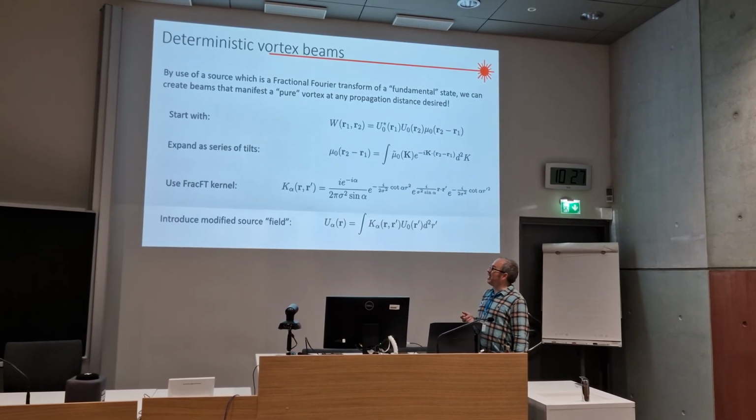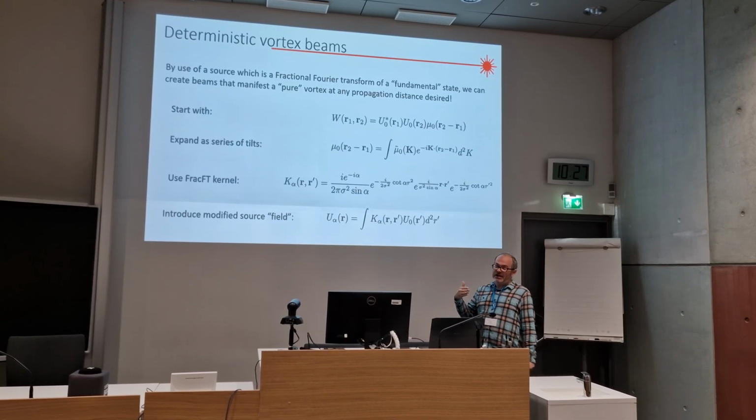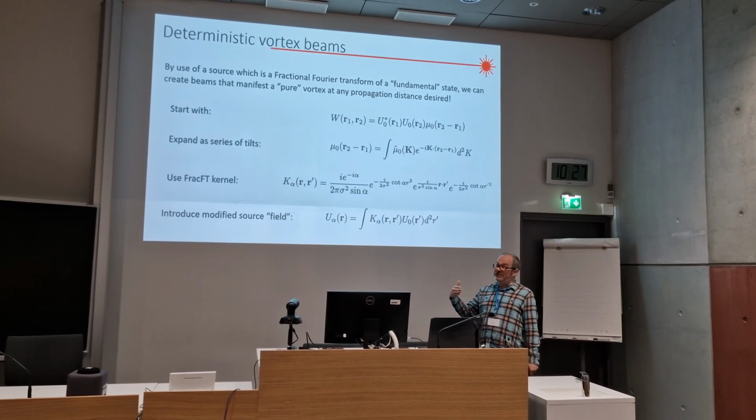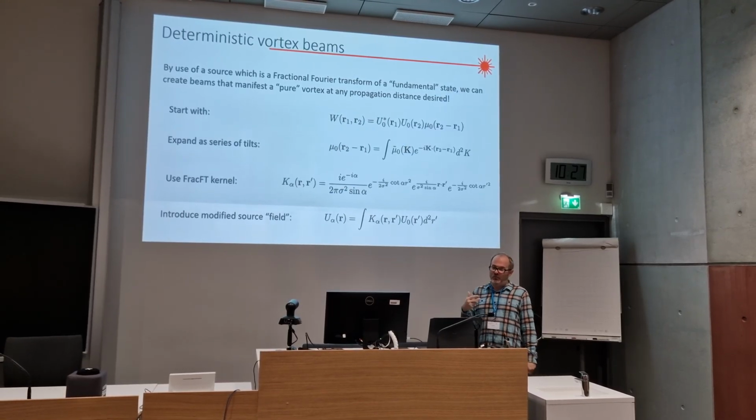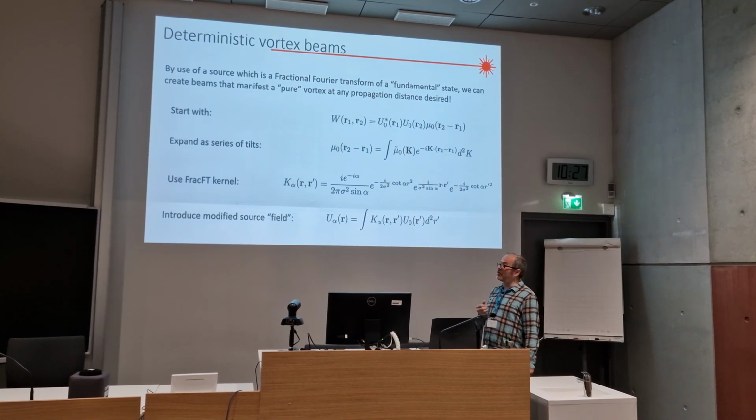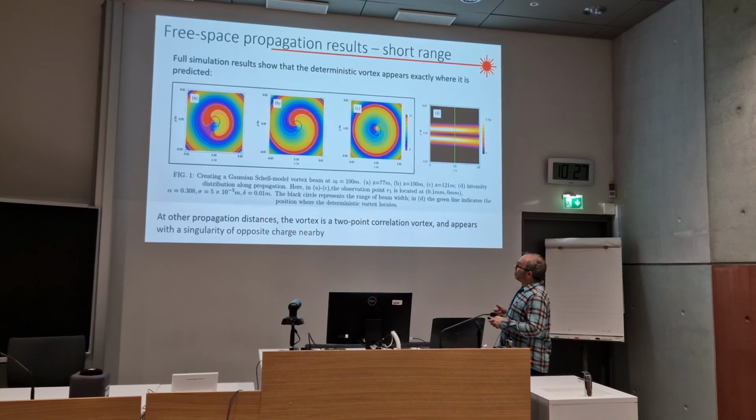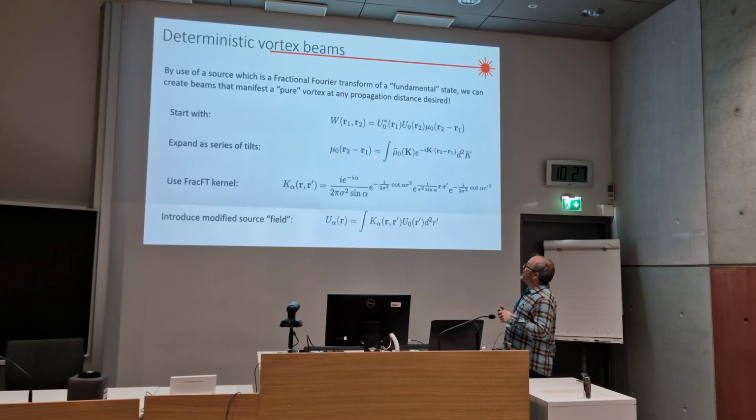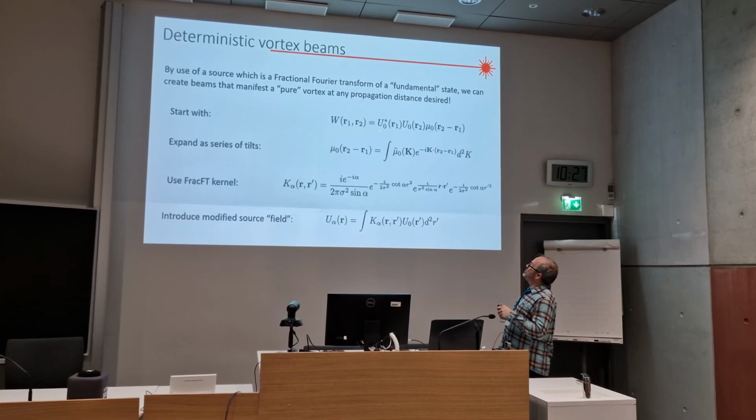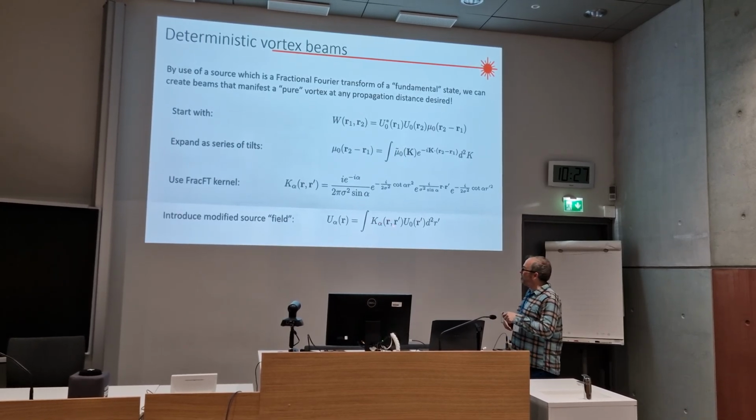But this got me thinking that, hey, we could use fractional Fourier transforms, and we could stick that seemingly deterministic vortex structure at any propagation distance we want, because a fractional Fourier transform works basically similar to the Fresnel propagator. I won't go through all of it, but the idea is we start with a shell model case, we break it into a series of tilts, we fractional Fourier transform every member of the ensemble to get a modified source field.